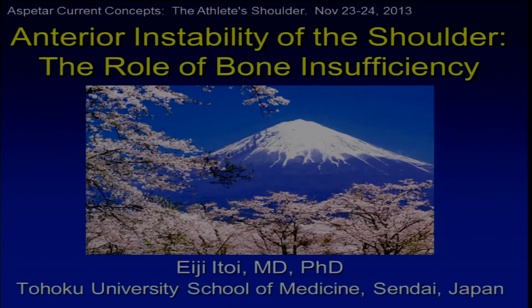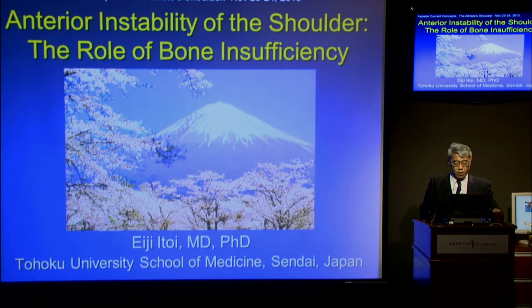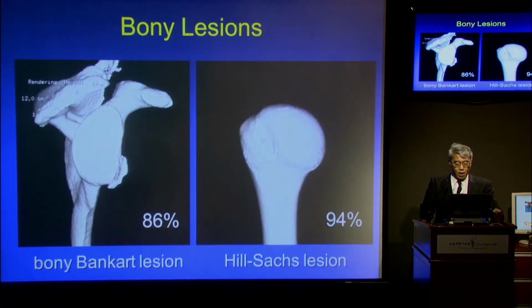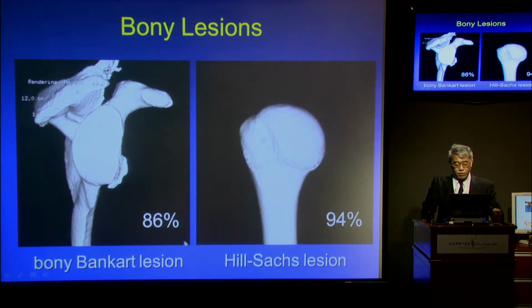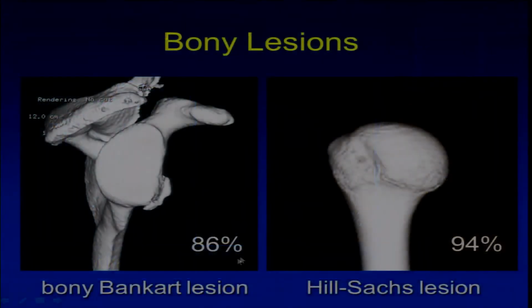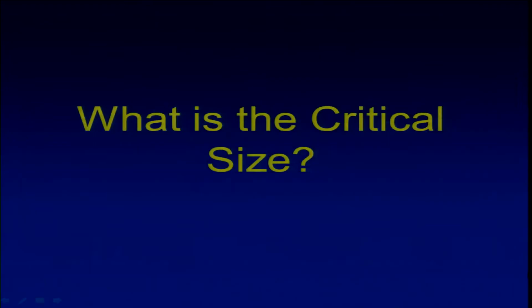So my first talk is about the bony insufficiency of the shoulder related to shoulder instability. We see quite often the bony defect of the anterior part of the glenoid and also on the posterolateral part of the humeral head. In our series, we experienced 86% with the bony defect of the glenoid and 94% of the Hill-Sachs lesion. So we want to know what the critical size is.